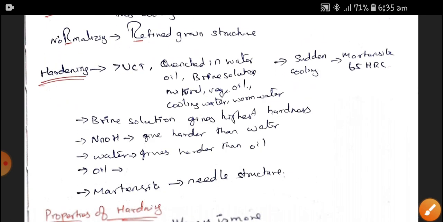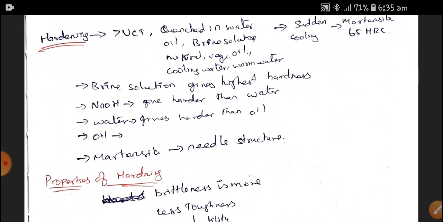Next is the hardening process. The hardening process is very similar to the annealing and normalizing processes. We are going to heat our material up to or above the recrystallization temperature, that is, the upper critical temperature, and we are going to quench it in other mediums like brine solution, oil, water, mineral oil, vegetable oil, cooling water, warm water. Like that, we are going to change the cooling medium.